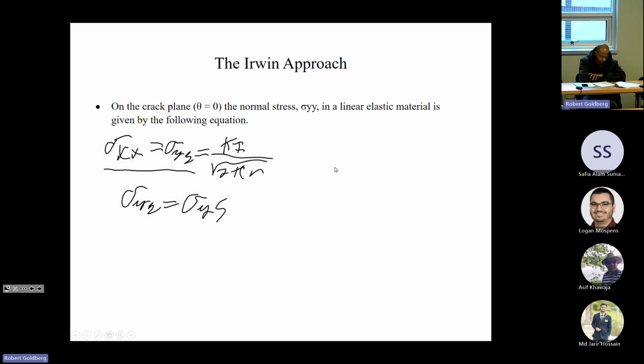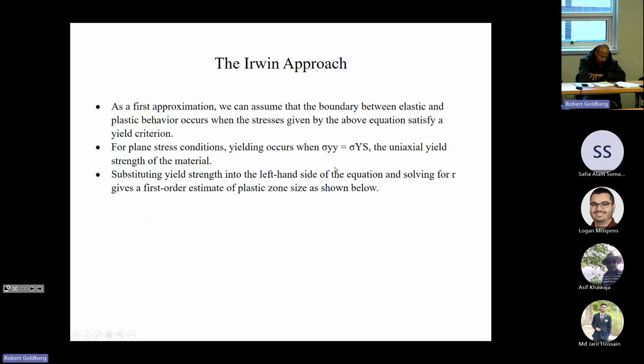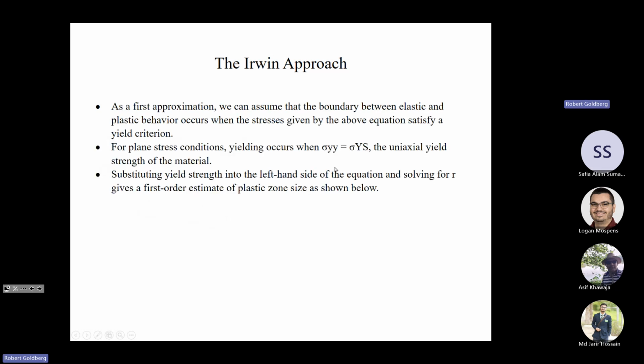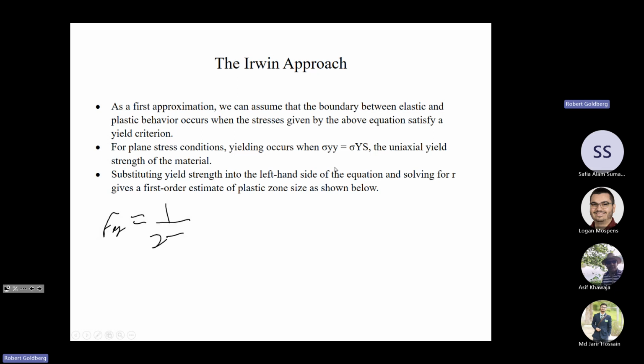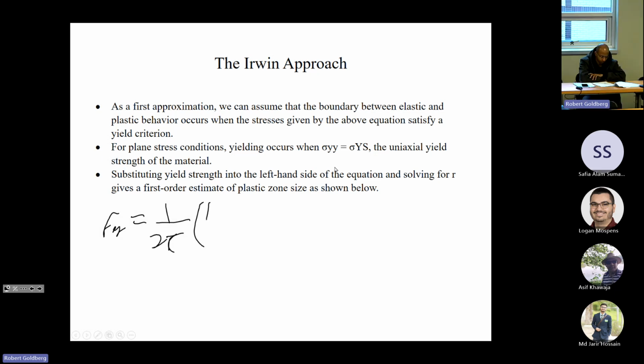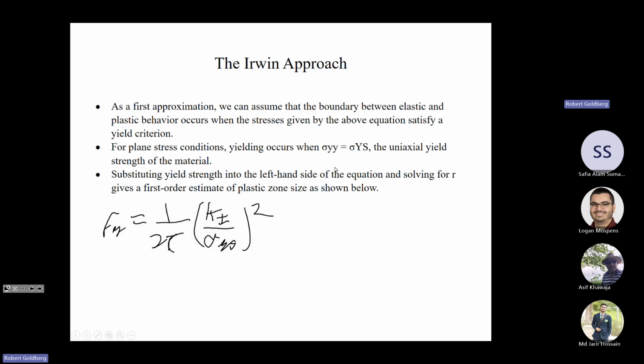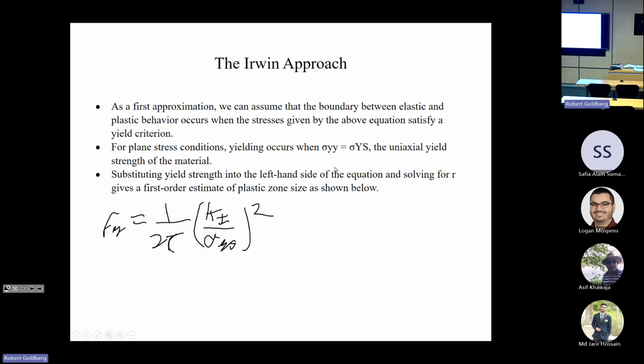So if we take this stress, replace it with the yield stress, and do just a little bit of almost trivial algebra, we get that the radius of our plastic zone is equal to 1 over 2 pi times our stress intensity factor over our uniaxial yield stress, squared.